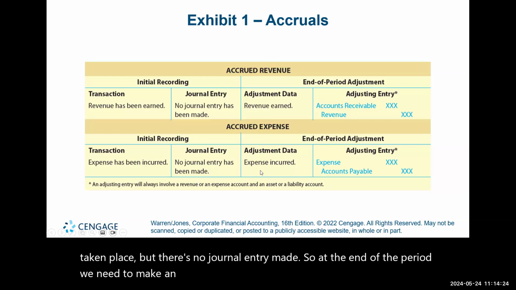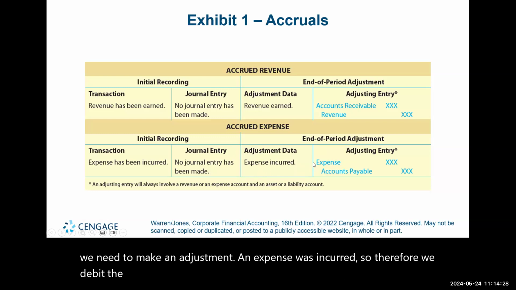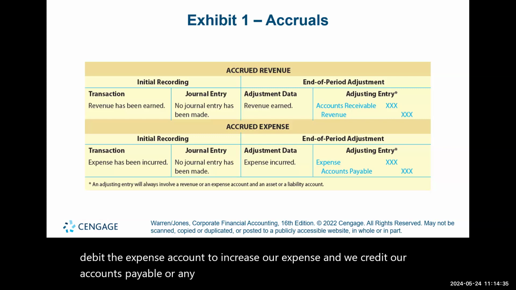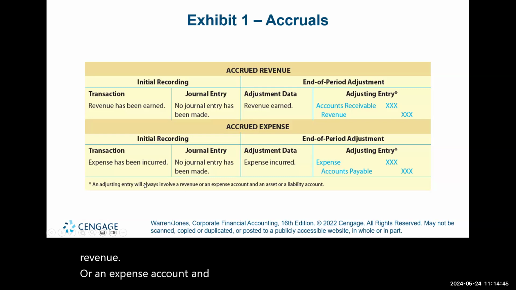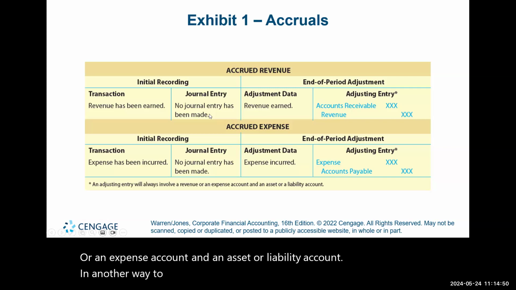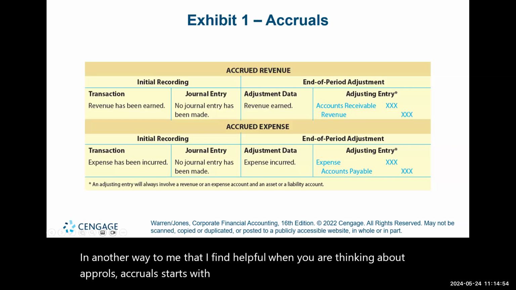An expense was incurred, so therefore, we debit the expense account to increase our expense, and we credit our accounts payable or any other payable liability account to show the increase. And as mentioned, an adjusting entry will always involve a revenue or an expense account and an asset or liability account. And another way that I find helpful when you're thinking about accruals starts with the letter A.